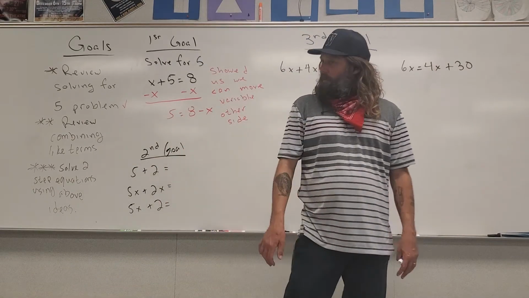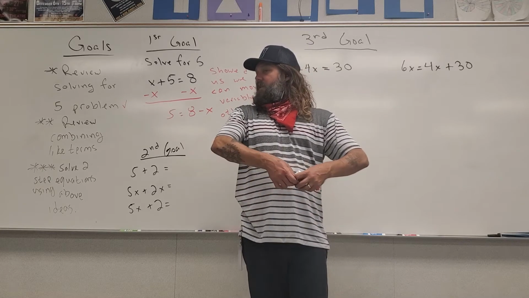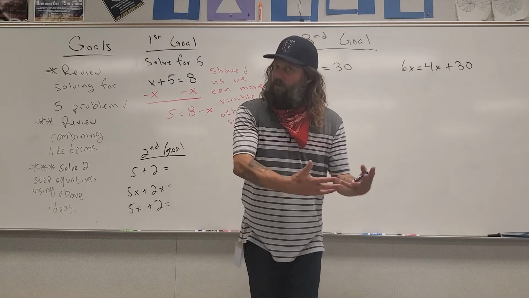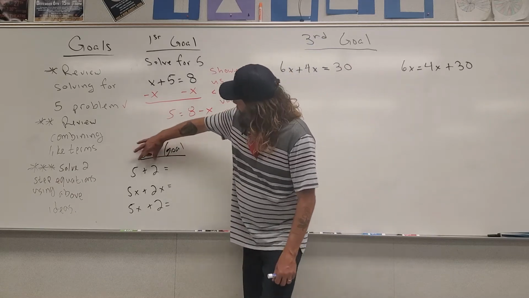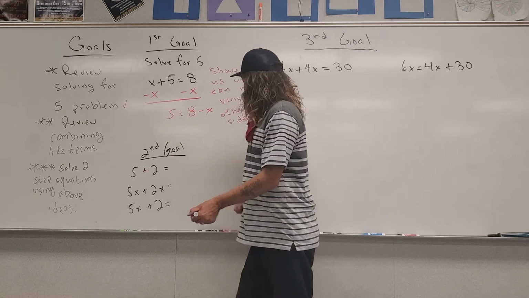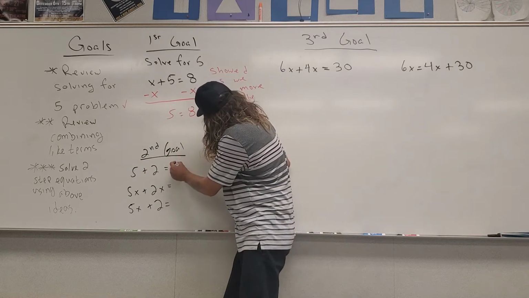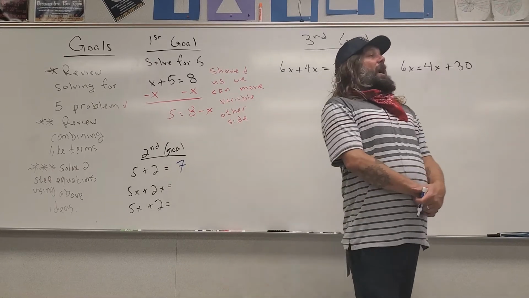Combining like terms means you put together numbers that have the same elements or the same terms, right? So my second goal is written here. 5 and 2, those are like terms. I can add those together. I can put them together. So I know that 5 and 2 is going to be, I had to think there for a second, it had to be 7.